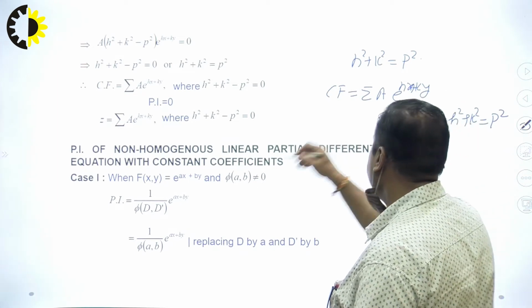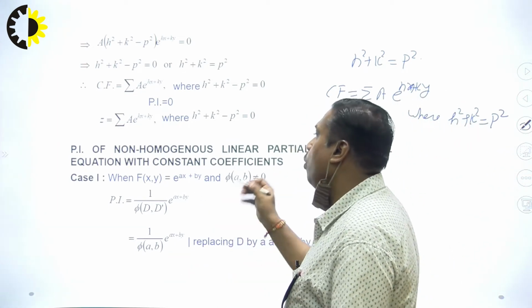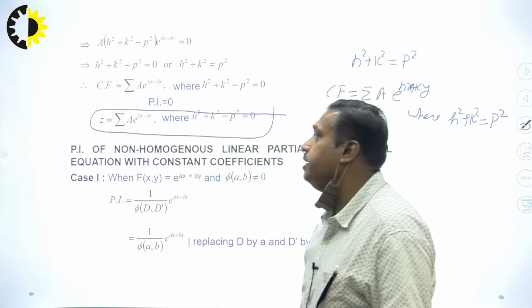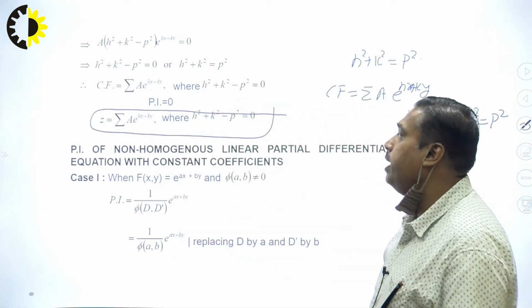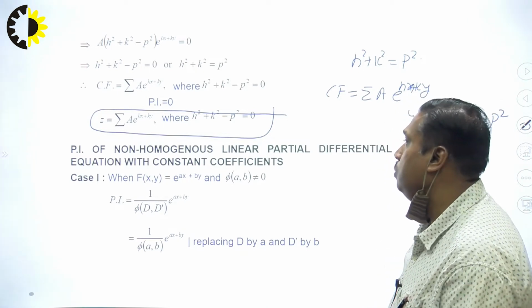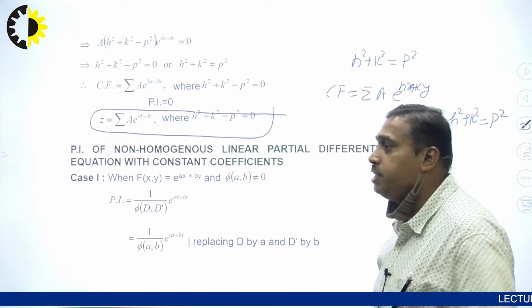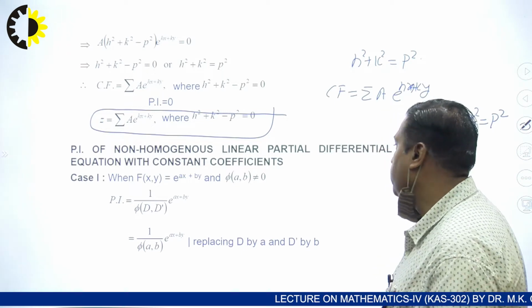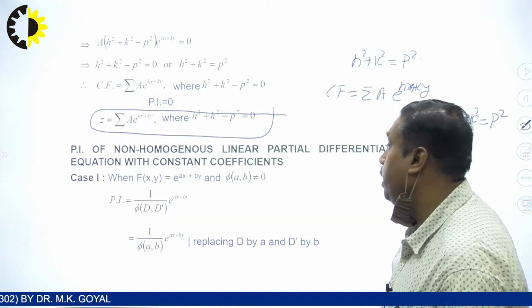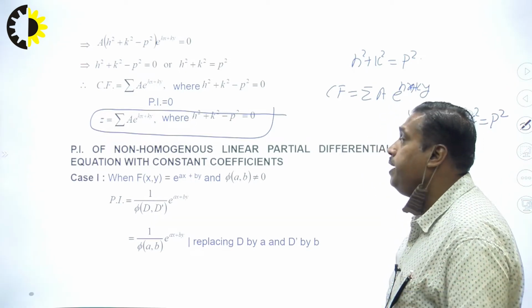So after putting this value in terms of h or k, or we can directly use as the solution of this equation, z is equal to summation a e to the power hx plus ky, where h square plus k square minus p square is equal to 0. So first we have decided the CF, and the complete solution is to be completed with the help of PI. Therefore we shall calculate PI.